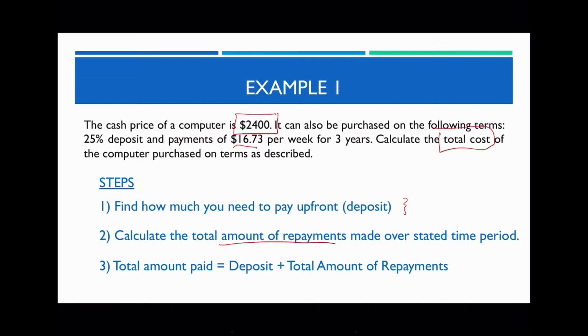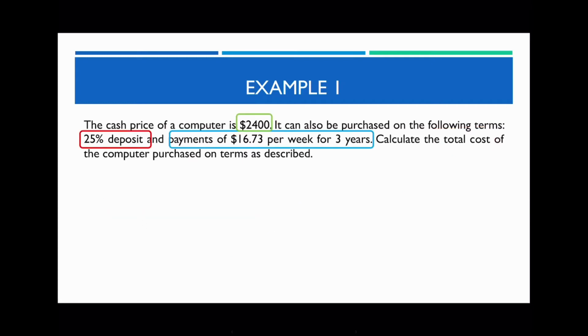Remember, the repayments is the balance, how much you have left to pay after you've made the deposit, plus the interest on top. And then to find out what the total cost is, it's just going to be your total repayments plus the initial deposit that you've made. I've already highlighted the key pieces of information. Now I want to calculate the initial deposit that I've made. So find out what is 25% of 2,400. That's the initial amount I paid up front.